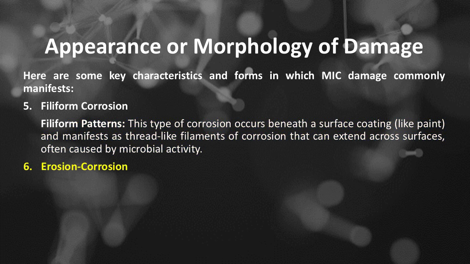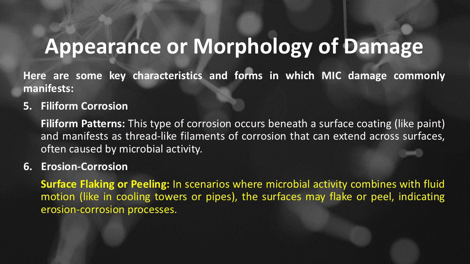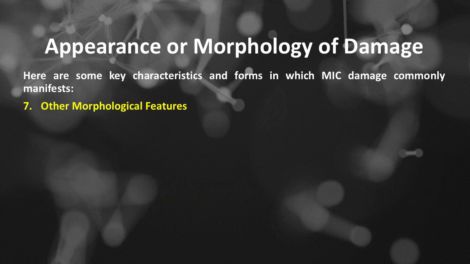Number 6 is erosion corrosion. Surface flaking or peeling: in scenarios where microbial activity combines with fluid motion, like in cooling towers or pipes, the surfaces may flake or peel, indicating erosion corrosion processes. Number 7 is other morphological features.